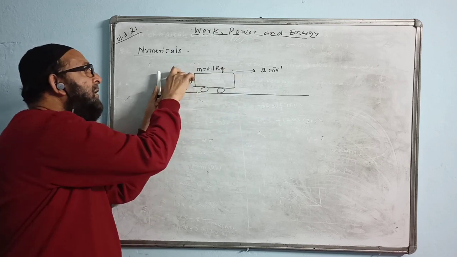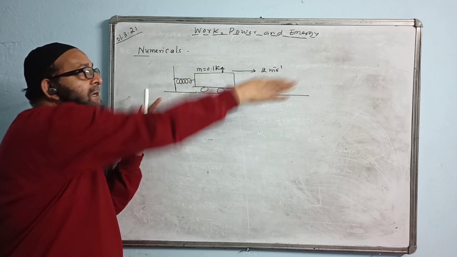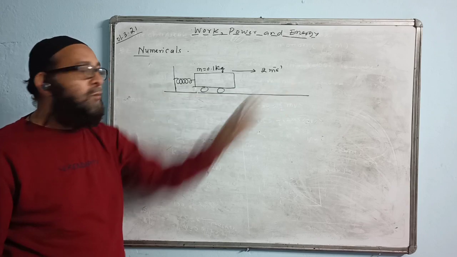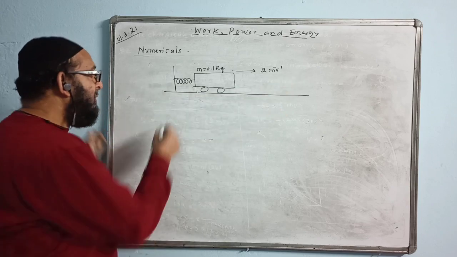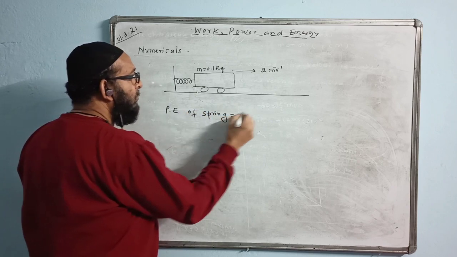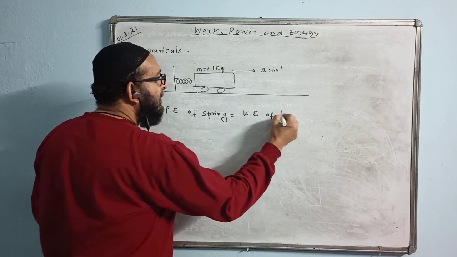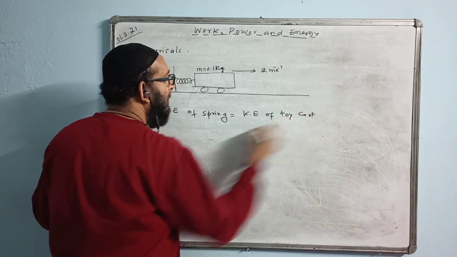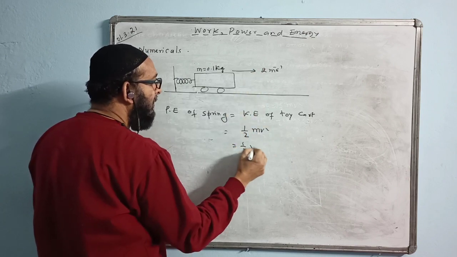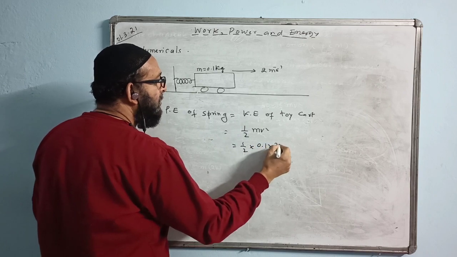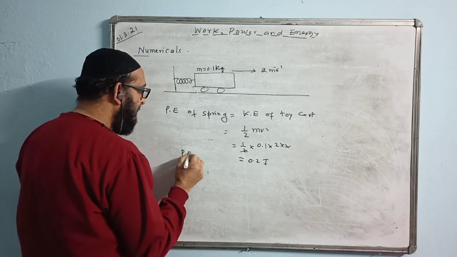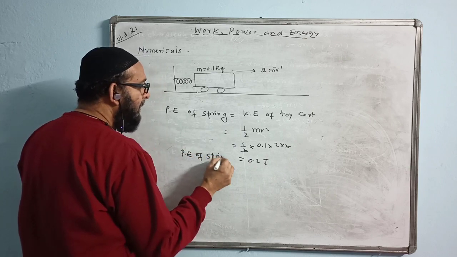We know whatever potential energy the spring has, that only changes into the kinetic energy. Once you release it, the potential energy will make the toy cart move. So potential energy of the spring is equal to kinetic energy of the toy cart. Kinetic energy formula, write half mv square because velocity is given. Mass is 0.1, velocity is 2 square, that is 2 into 2, cancel, the answer is 0.2. This is the value of potential energy of this spring. This is the idea we apply.